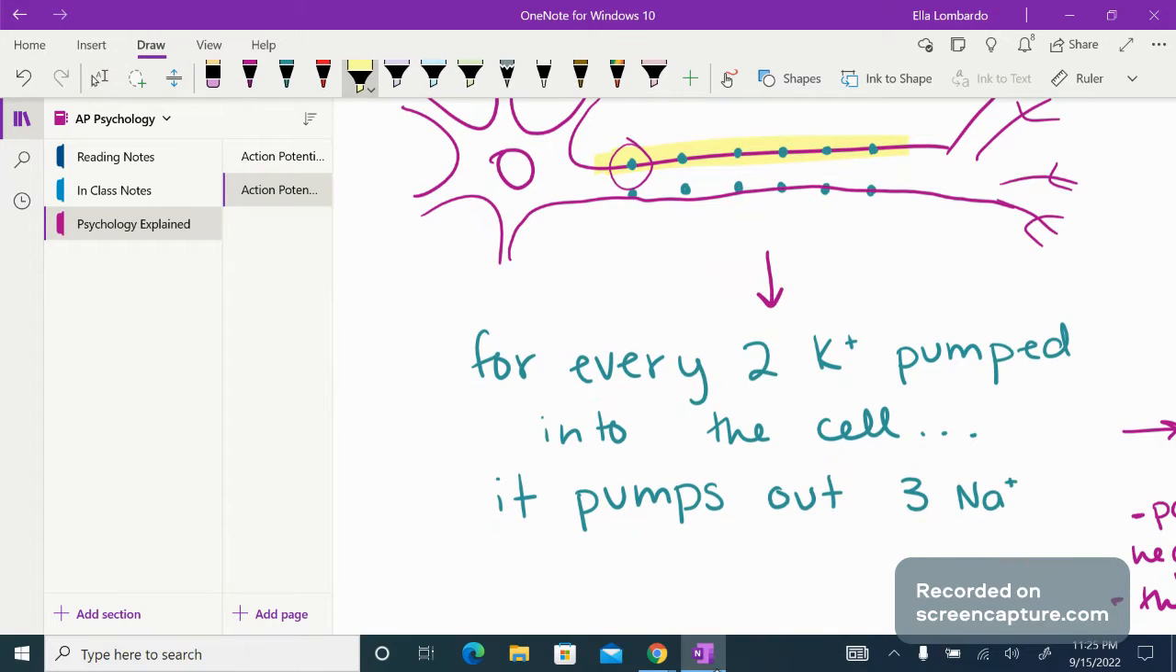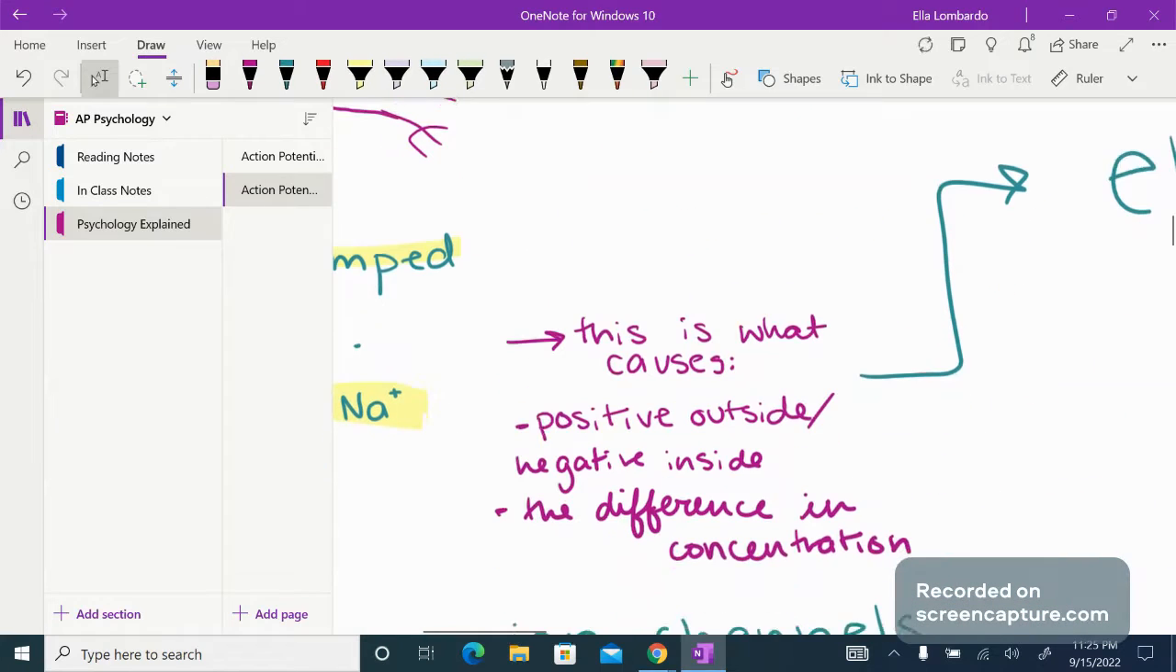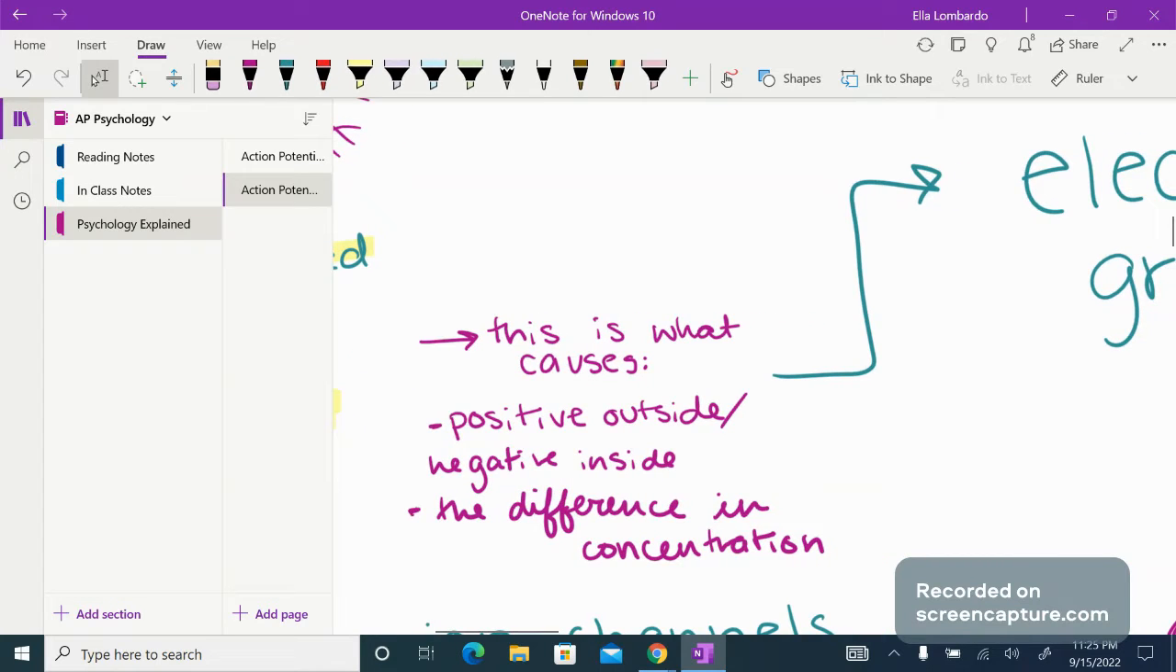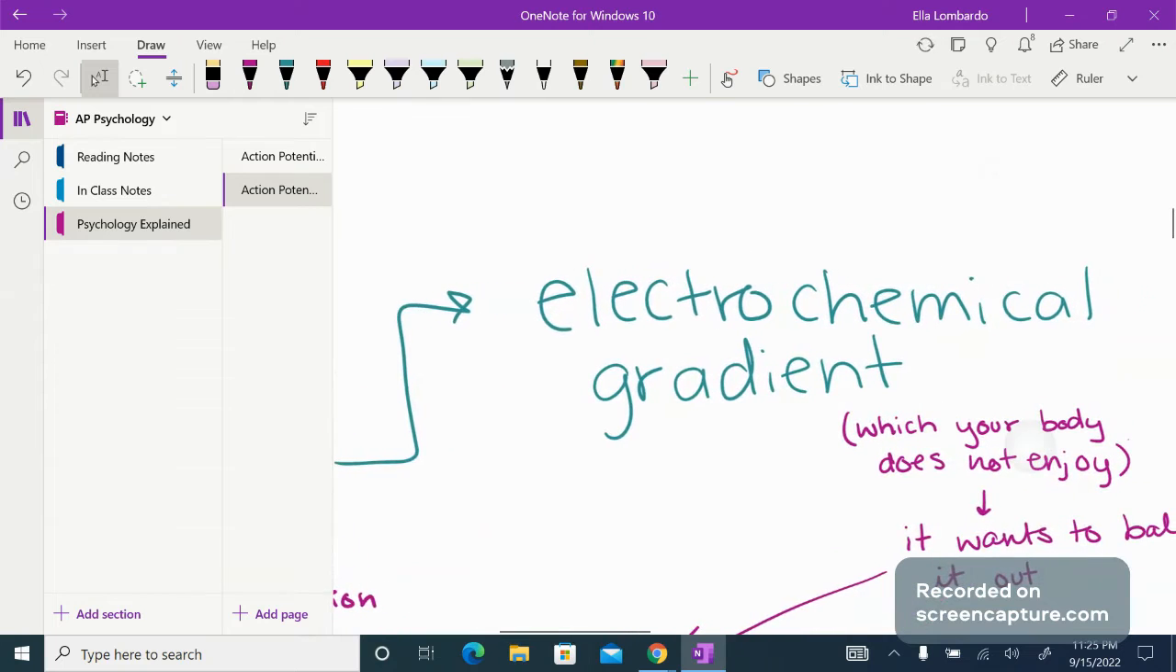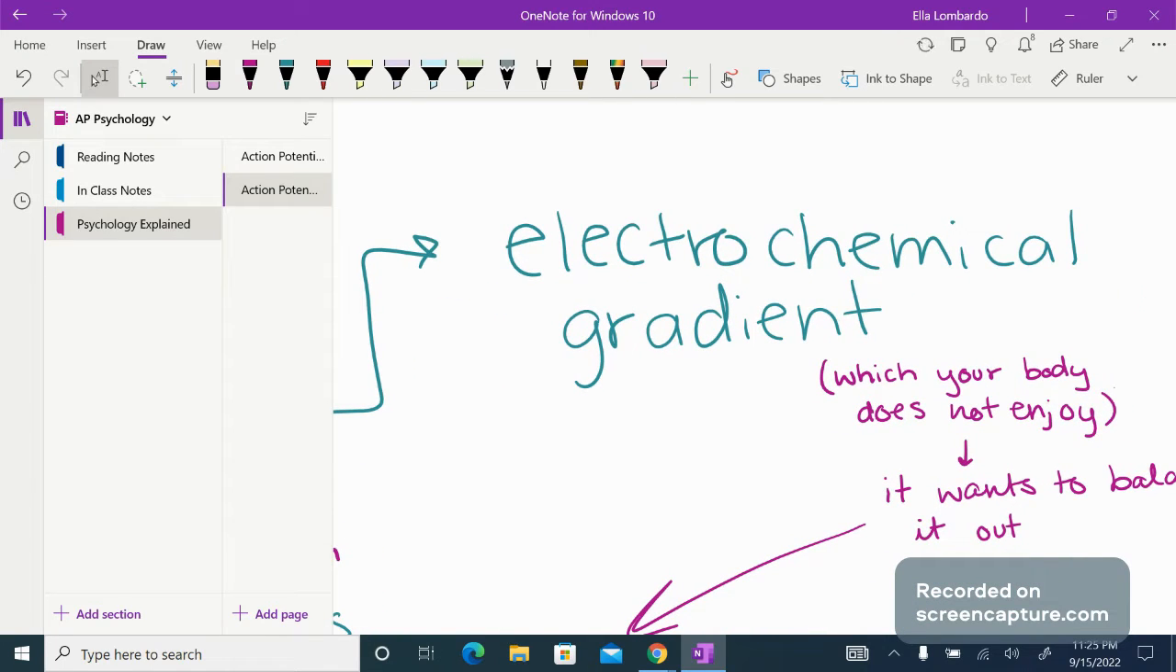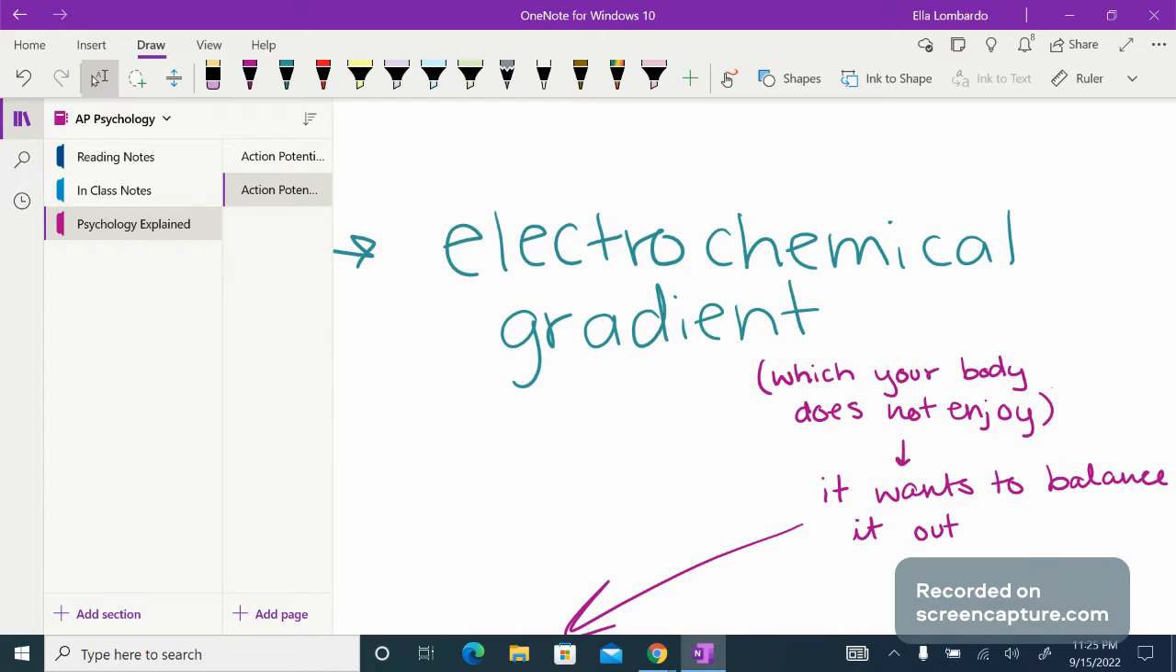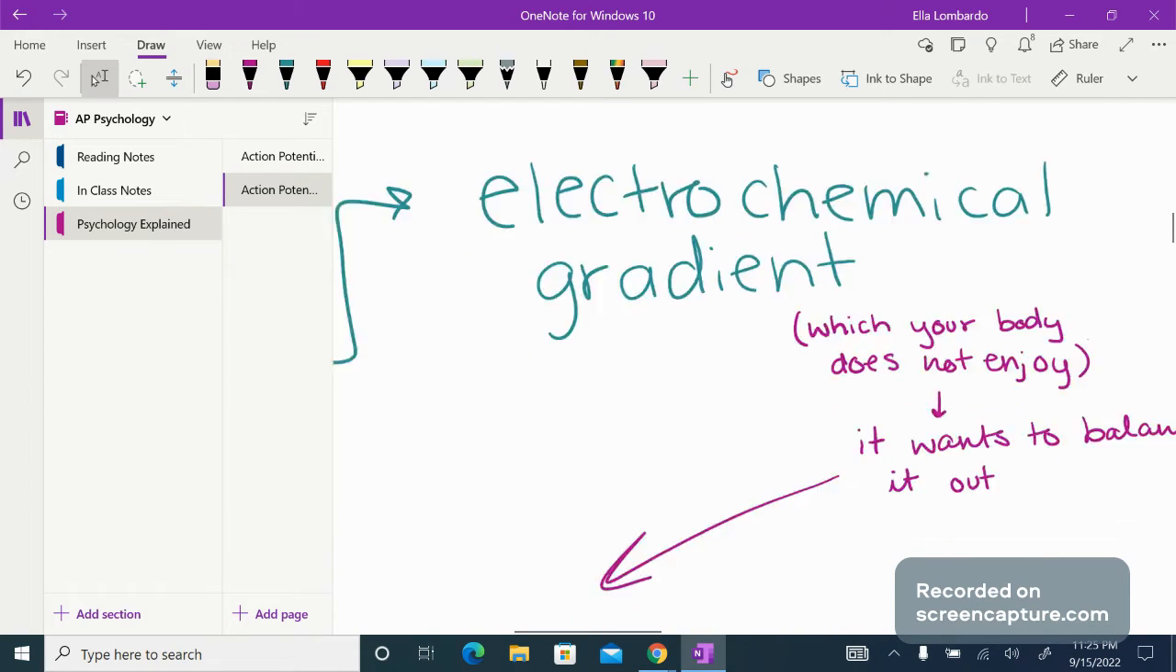The sodium-potassium pump is where every 2 potassiums pumped into the cell, it pumps out 3 sodiums. So this is what causes that positive outside, negative inside, and the difference in concentration, basically our salty banana. This difference is called the electrochemical gradient, which our body doesn't really enjoy. It really likes balance, like homeostasis. It loves all of that.